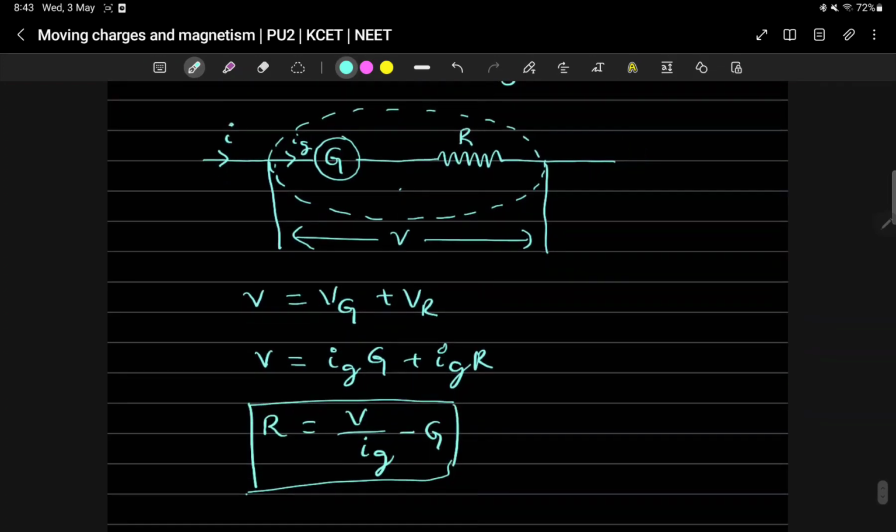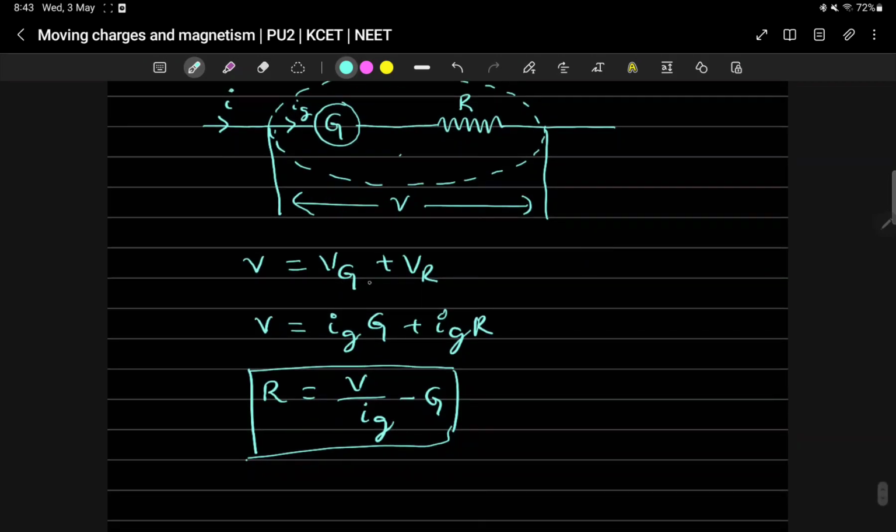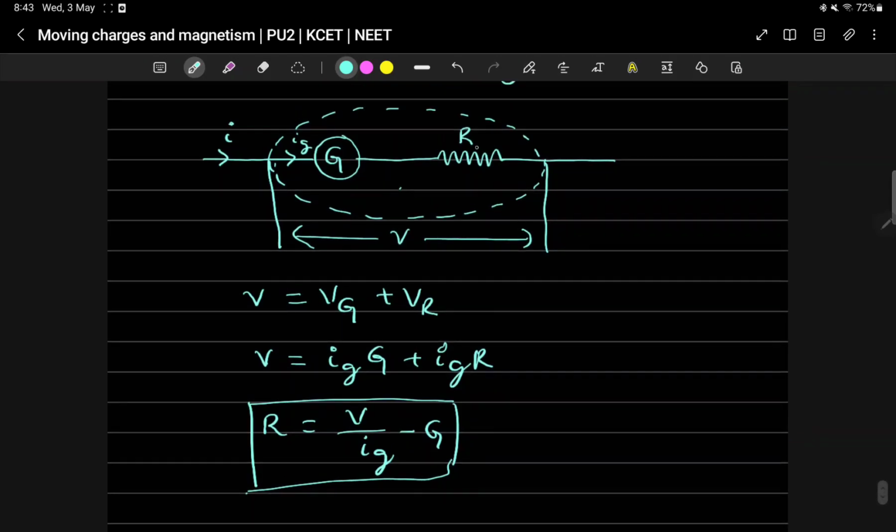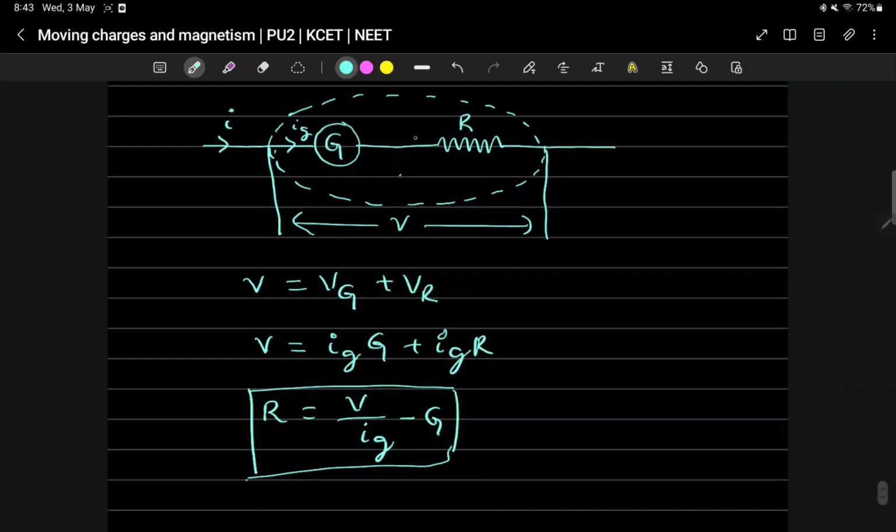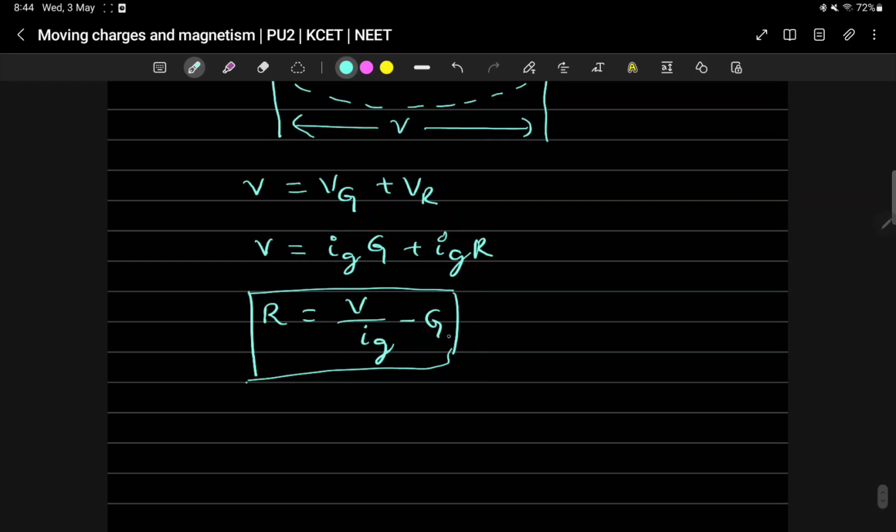So here the total voltage is given by voltage across galvanometer plus voltage across resistance. So V is equal to Vg plus Vr. Vg is given by IR, so Ig into G, where G is the galvanometer resistance. Then the same current flows through the resistance also, since it is in series. So Ig into R. Then R is equal to V by Ig minus G.